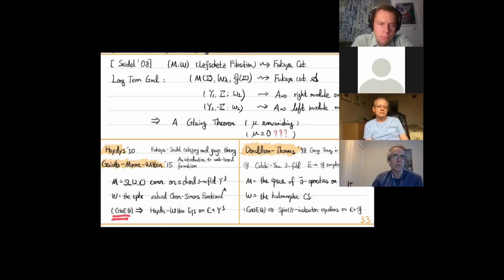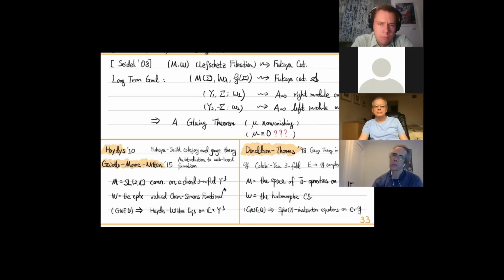Then the gauged Seiberg-Witten equations will recover the Haydys-Witten equations on the five-dimensional manifold C times Y. And this idea even goes back to the work of Donaldson-Thomas, in which case they considered a complex vector bundle over a Calabi-Yau threefold. And this space M is the space of D-bar operators on E, and W is the holomorphic Chern-Simons functional. Then the gauged equations will recover the Spin(7) instanton equations on C times Y.